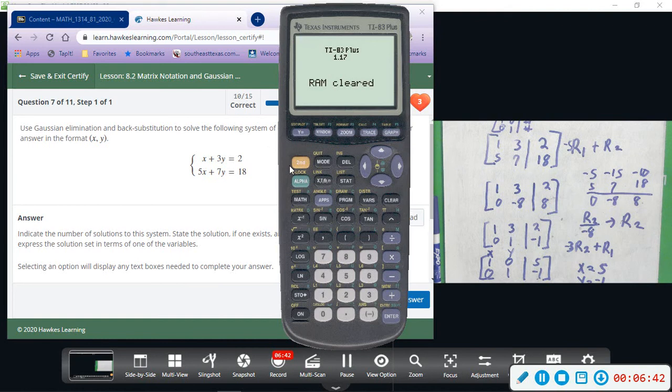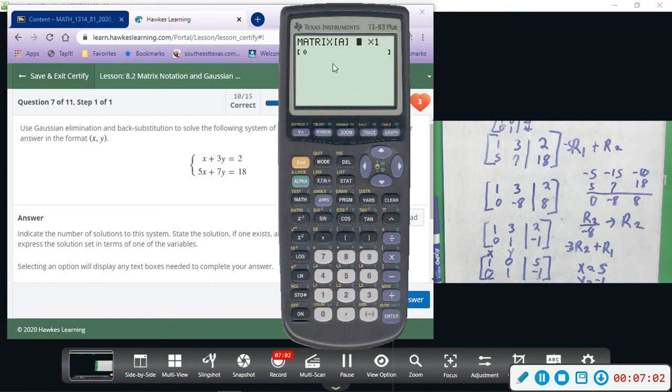So you're going to go to matrix 3 times. So second, and then right below the math button, this x -1 has matrix in yellow, second matrix. We have to go over to edit, so arrow right 2 times to edit, and we're just going to hit enter on number 1 for A.